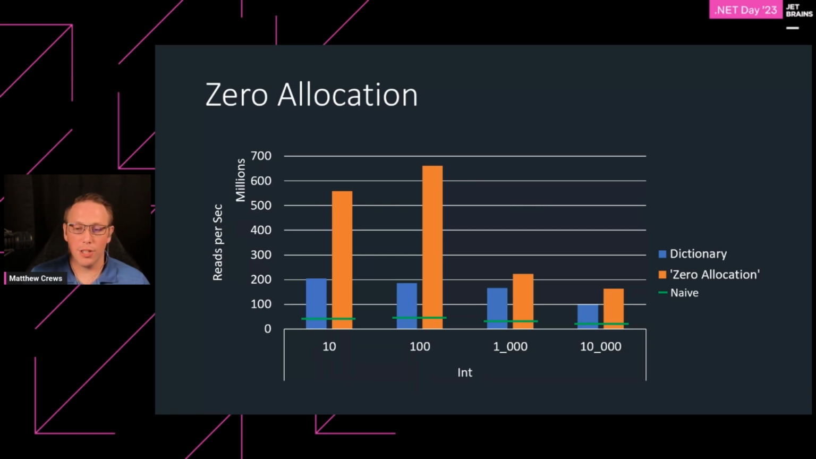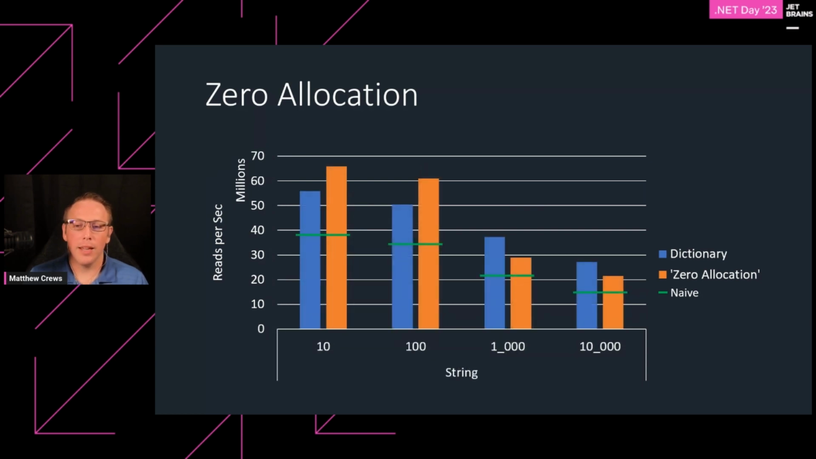So now our integer lookups are dramatically faster in this case, and we'll discuss why later. And strings are now faster for 10-element and 100-element dictionaries, but slower for 1,000 and 10,000. Sorry, slower than the .NET dictionary.